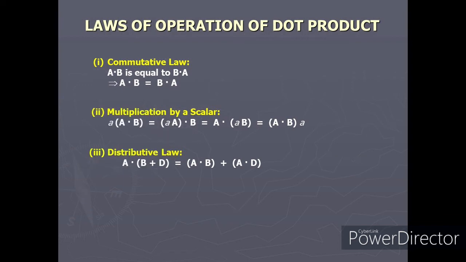And the laws of operation. A dot B equals B dot A. It is commutative, and multiplication by a scalar: you can multiply any of the vectors first, and the result remains the same. And it is distributive, just like opening a bracket.